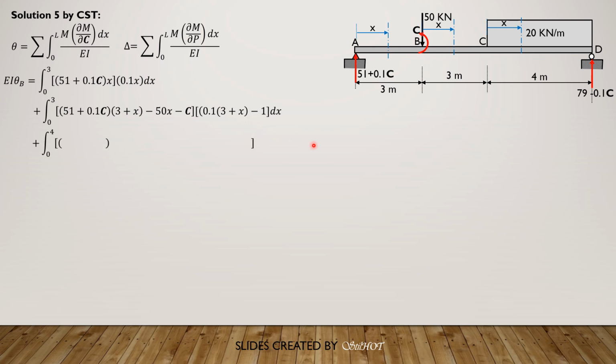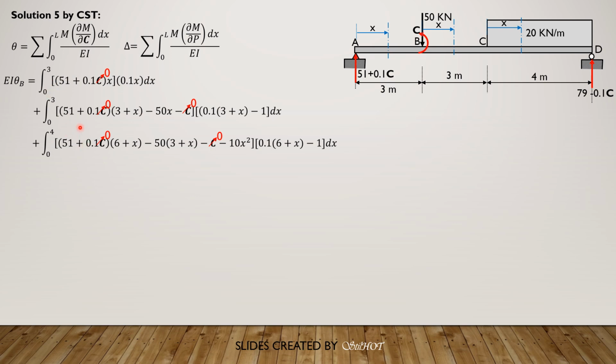Then plus integral 0 to 4 of 51 plus 0.1 of C times quantity 6 plus x, minus 50 times 3 plus x, minus the couple, and minus 10 times x squared, or 20 times x over 2. Then the partial derivative of this moment equation with respect to C is 0.1 times 6 plus x minus 1 dx. So prior to integration, remember you have to set the value of C, which is just invented, so it's 0.